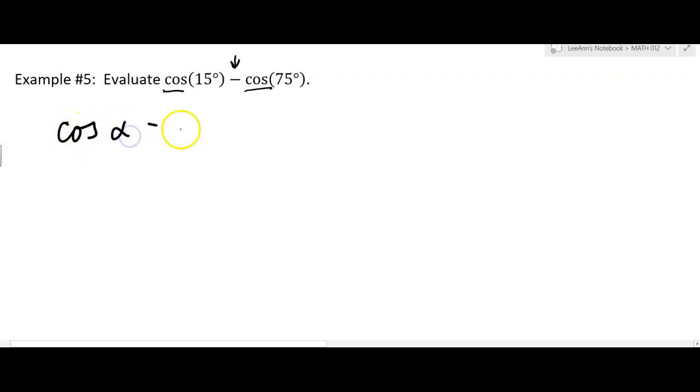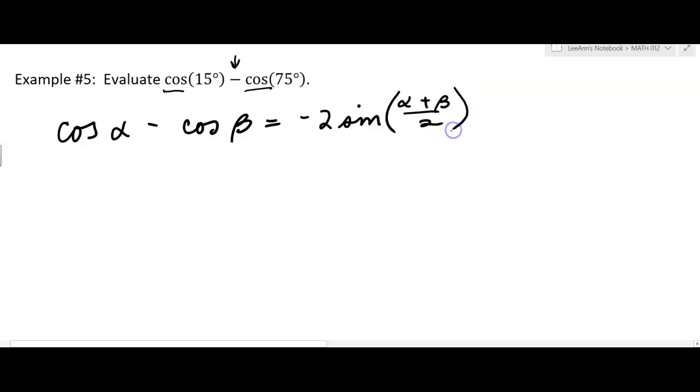Cosine alpha minus cosine beta equals negative 2 sine alpha plus beta over 2 and sine alpha minus beta over 2. And like I said, I looked these up because I'm not going to remember them. Okay, so we've got 15 degrees. I can write that. Cosine 15 degrees.